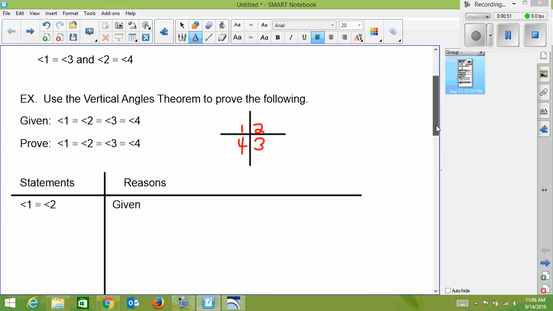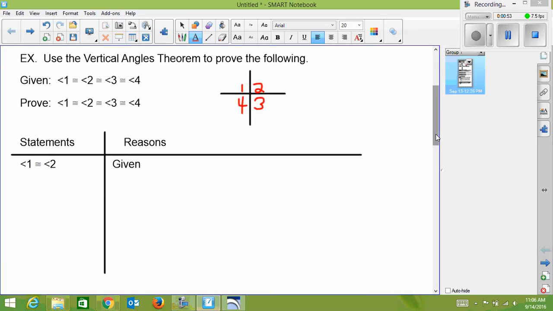And so we're going to use that same drawing to do a proof, like we learned yesterday. We're going to do a 2-column proof with the statements on the left and the reasons on the right. Given, our information is that angle 1 is congruent to angle 2, is congruent to angle 3, is congruent to angle 4. So they're saying all 4 are congruent.